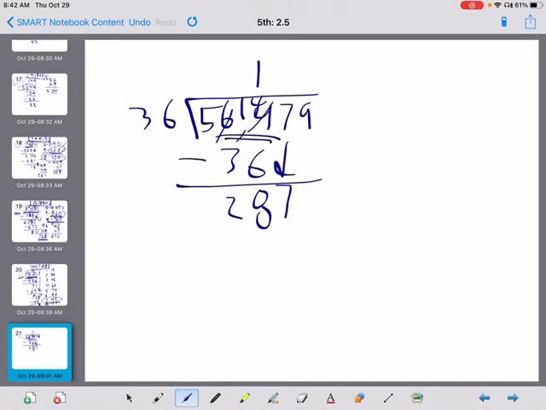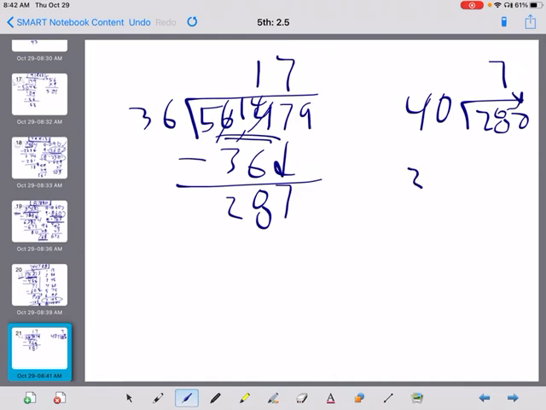36 into 287. Man. 36 into 287. Well, we have to figure that one out. 36 and 287. I'm going to go back and try the rounding thing. Let's try rounding 36 to 40 and 287 to 280. So that's going to be 7 times there. Remember, this is right over the 0. So let's try 7 to see what happens.